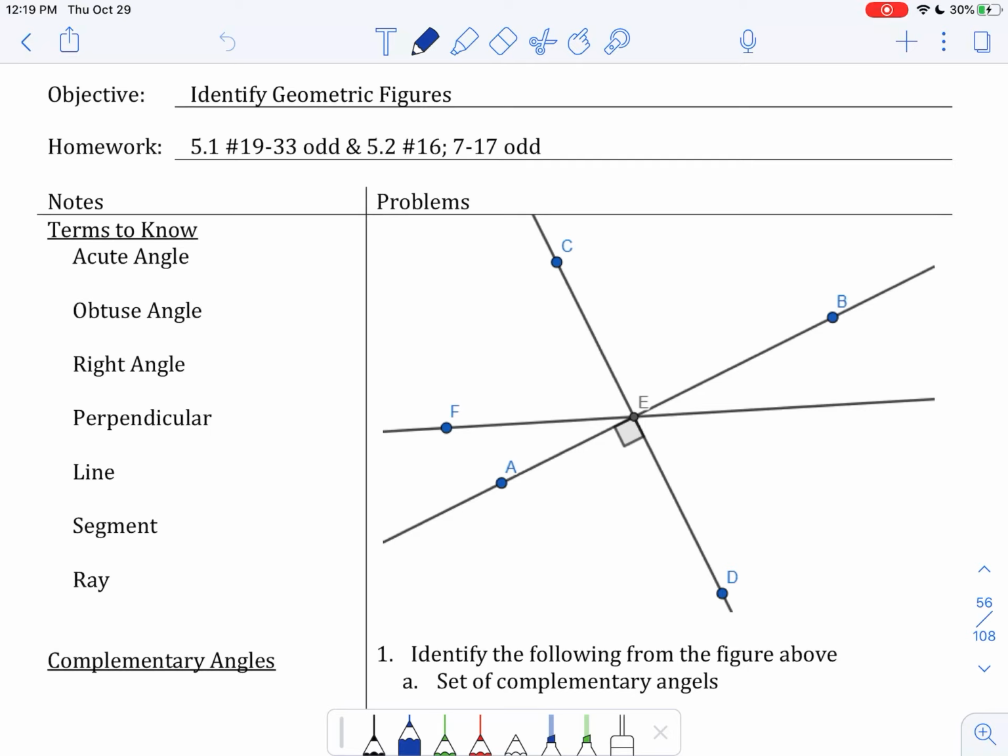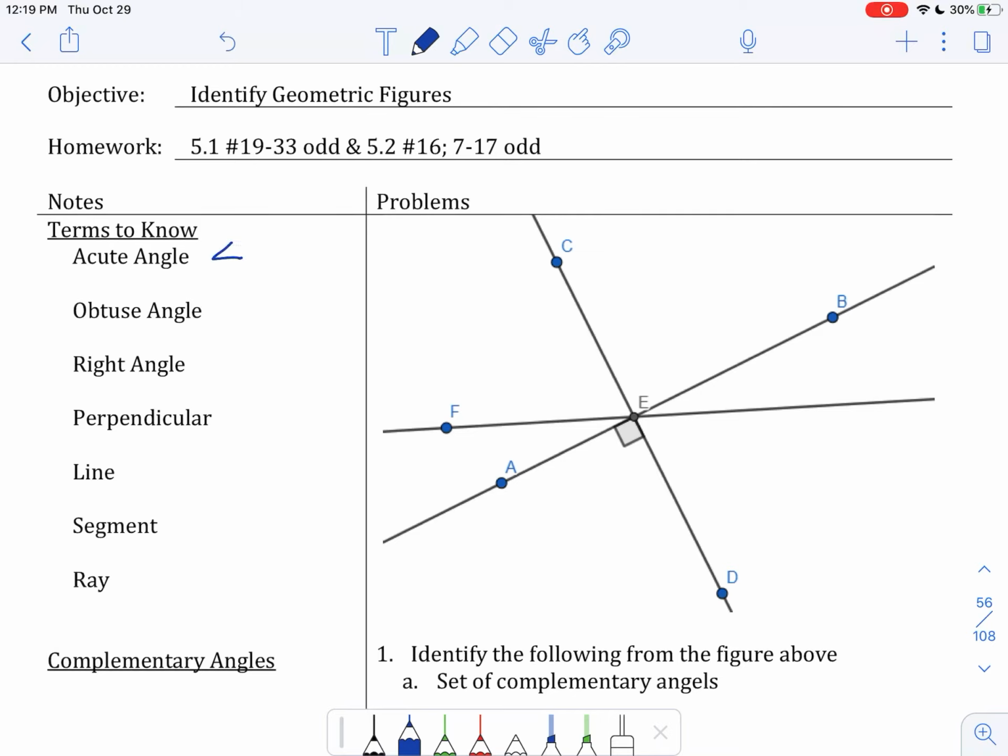Chapter 5 is about geometry, it's about shapes. We're going to start off by doing some practice in 5.1 and 5.2. So get yourself ready for notes, and we're going to talk about some of the terms that we're going to be using when we talk about geometry. Some of these I expect that you already know, some might be new, but here's a nice list of the ones that I expect you to come in being somewhat familiar with.